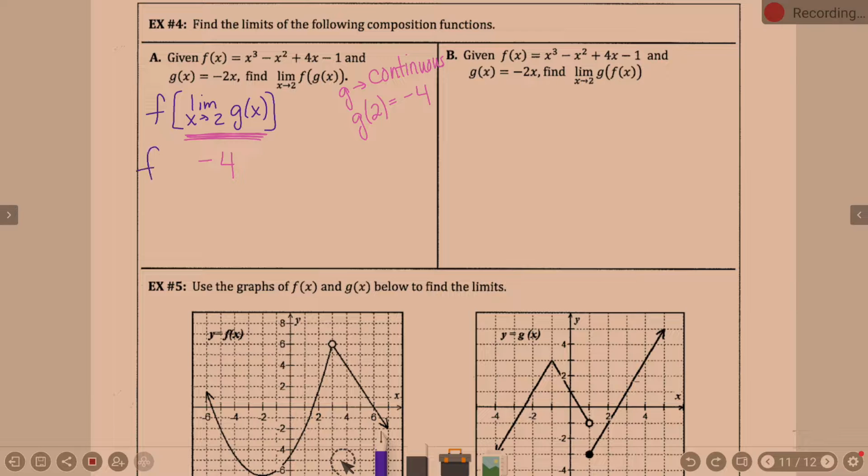So now we're doing f of negative 4. What is f of negative 4? Oh no, do we have to do a little bit of math? Not that you have to write that out, but negative 64 minus 16 minus 16 minus 1.